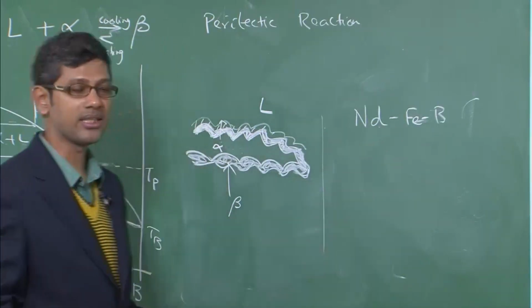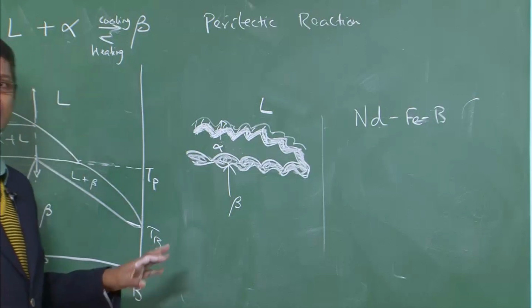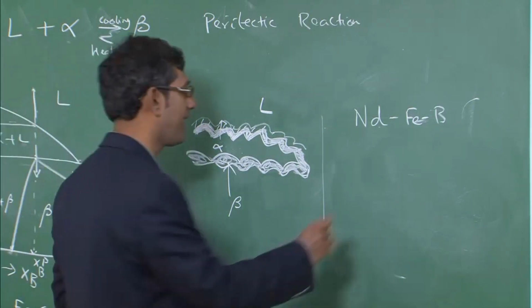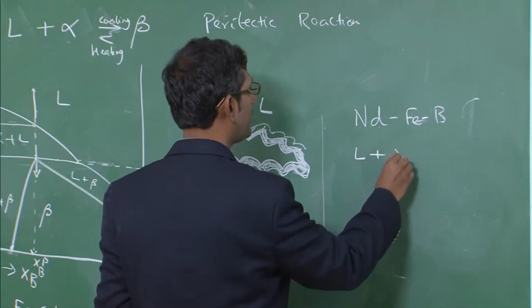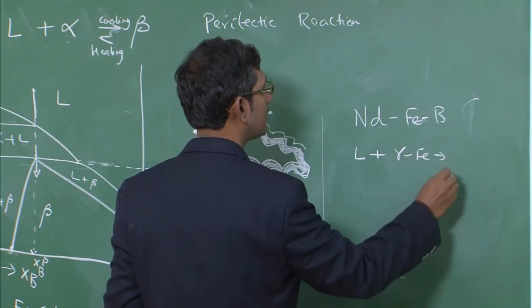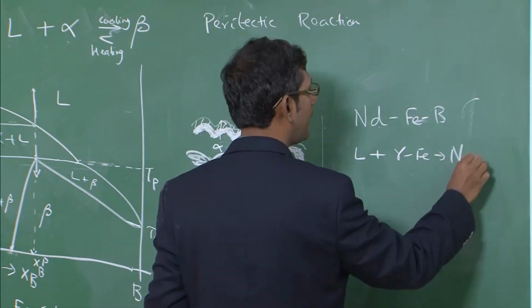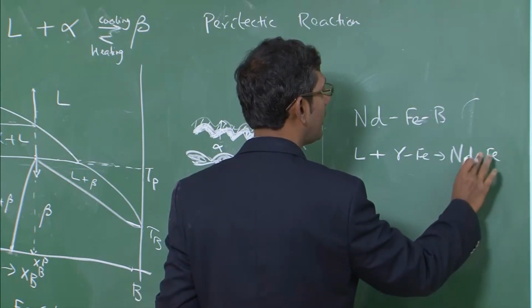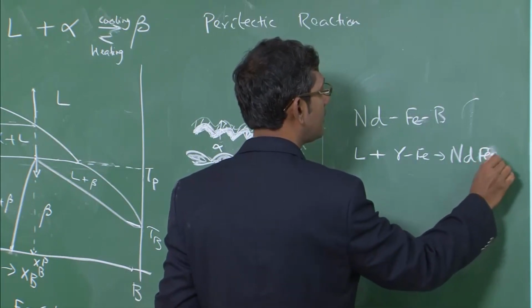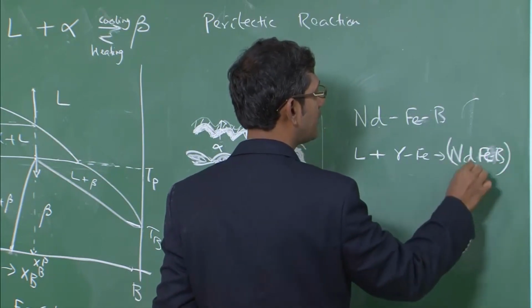So these alloys undergo a peritectic reaction. Liquid with gamma iron reacts and forms the NdFeB phase.